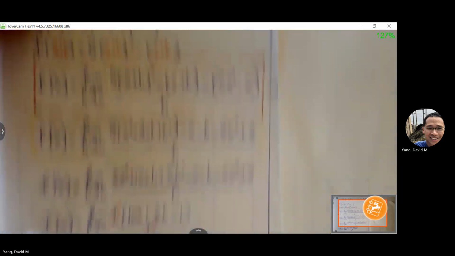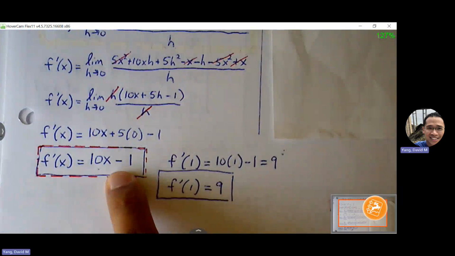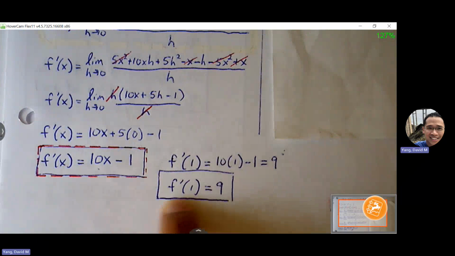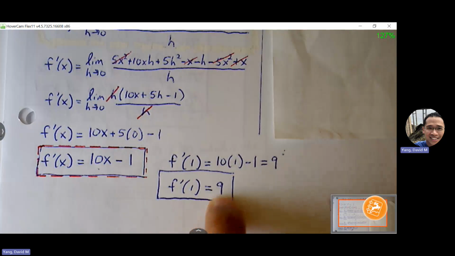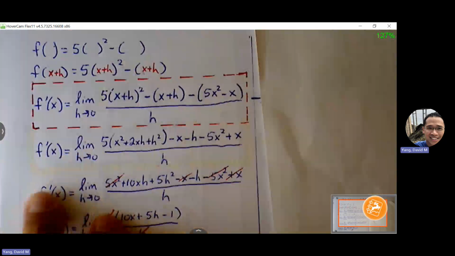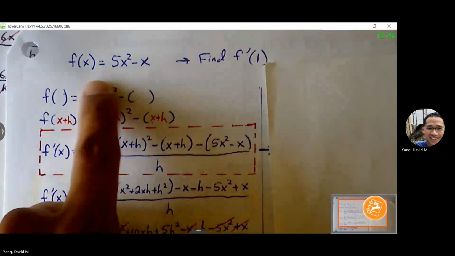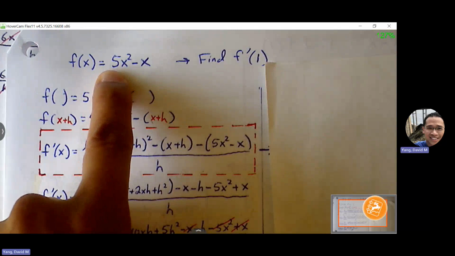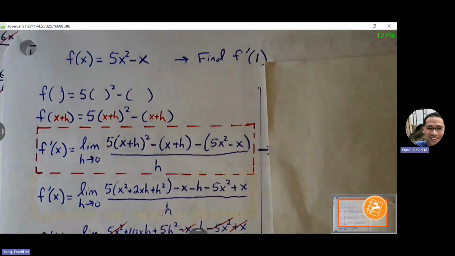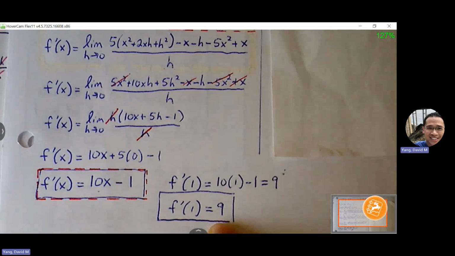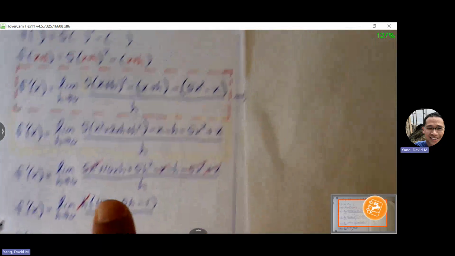Now, what if I asked you to find the slope at 1? Then it would look like this. You would evaluate the derivative at 1. You would plug 1 in and you'll get 9. And that 9 represents the slope of this parabola at x equals 1. Whatever the graph looks like, that is the steepness of the graph at 1.